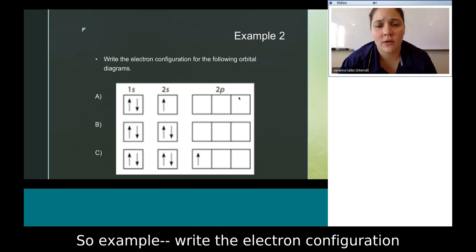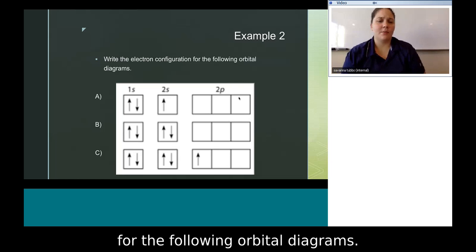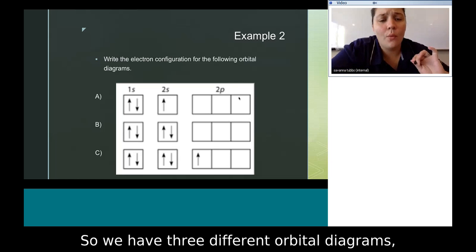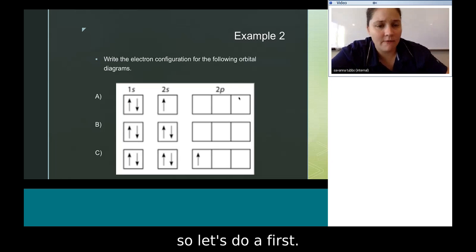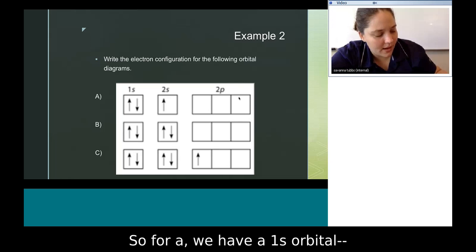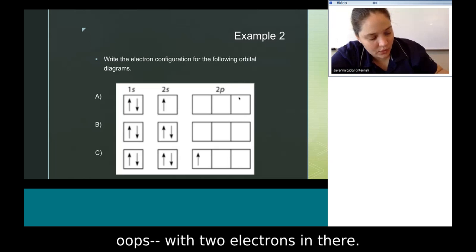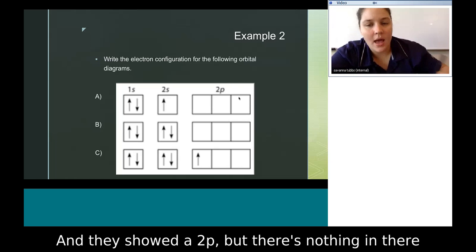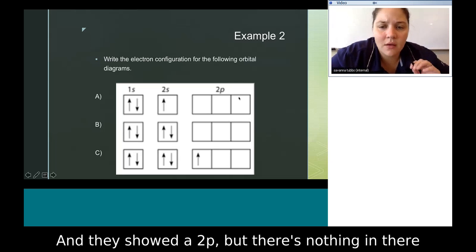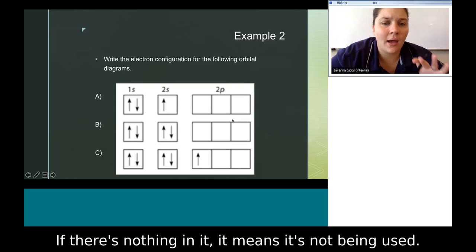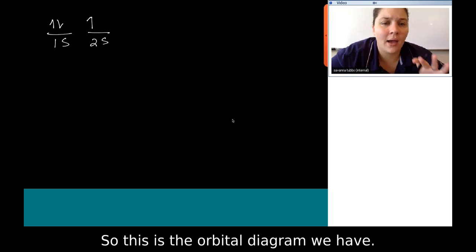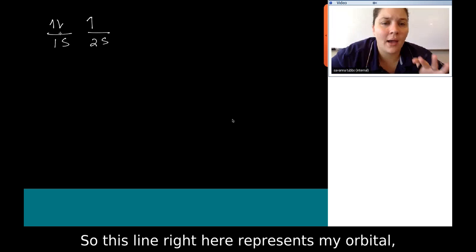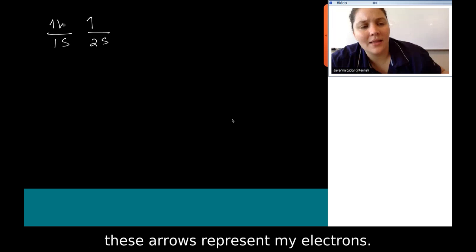So example, write the electron configuration for the following orbital diagrams. So we have 3 different orbital diagrams. So let's do A first. For A, we have a 1s orbital with 2 electrons in there. Then we hit the 2s, which has 1. And they showed a 2p, but there's nothing in there, so we don't have to draw it. If there's nothing in it, it means it's not being used. So this is the orbital diagram we have. This line right here represents my orbital. These arrows represent my electrons.